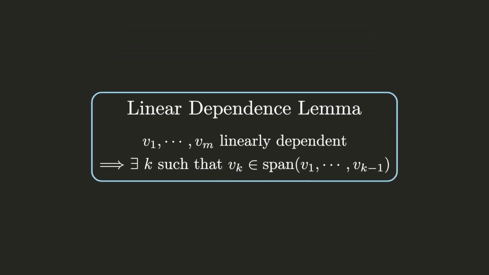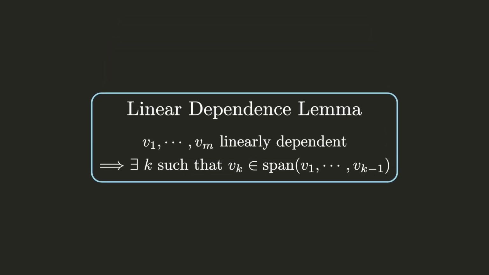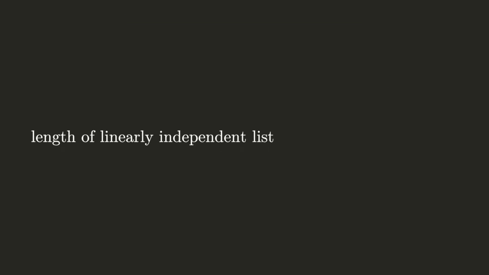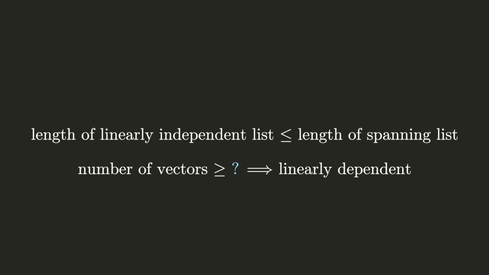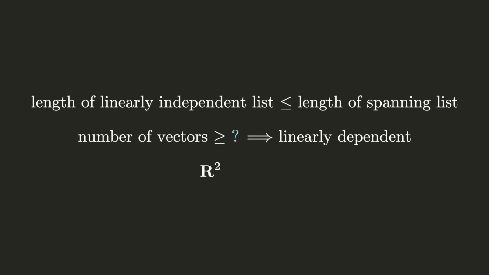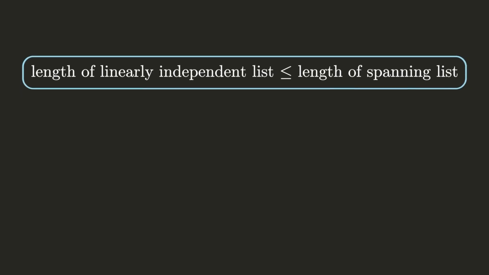With this lemma ready, we can now use it to prove another very important theorem. This theorem states that a linearly independent list of vectors is never longer than a spanning list of vectors. In other words, if the length of a list of vectors is greater than a certain number, it is guaranteed to be linearly dependent. But what is this certain number? We'll address that later. But it's easy to see with R2, this number is 2. But for R3, this number is 3. For Rn, this number is n. Now that we understand what it means, let's go ahead and try to prove this theorem.